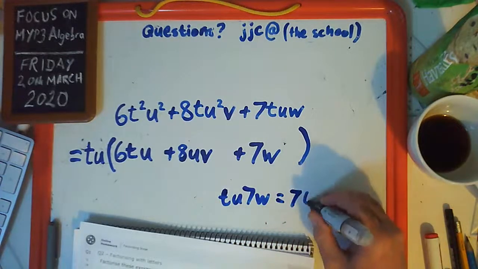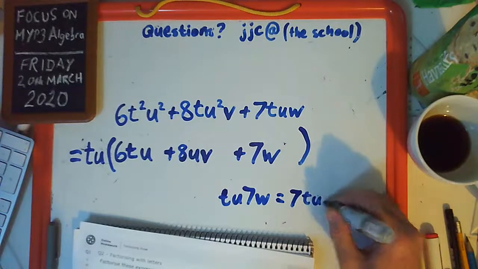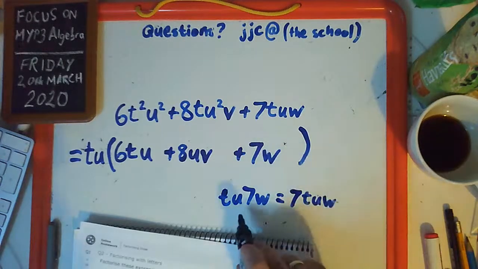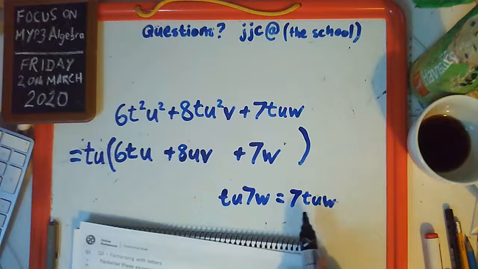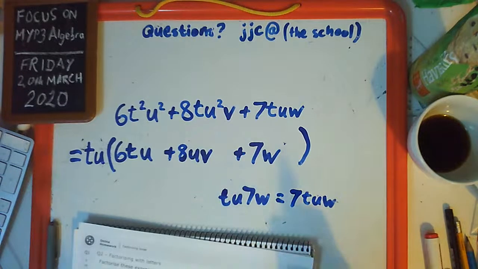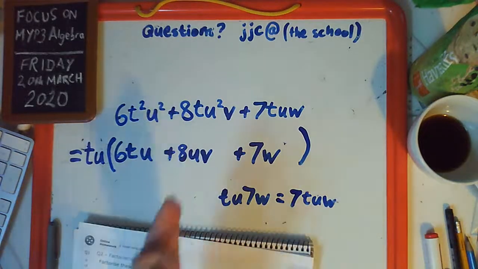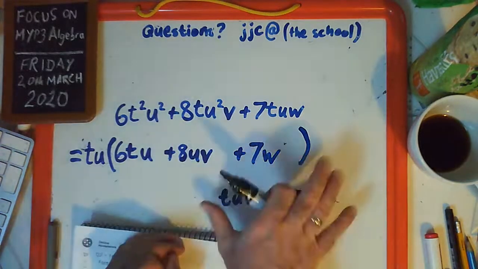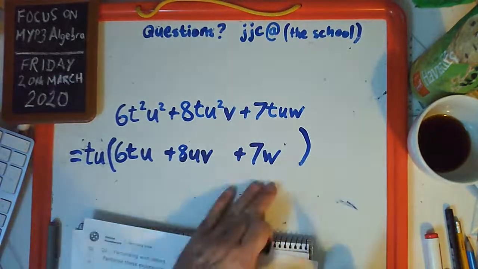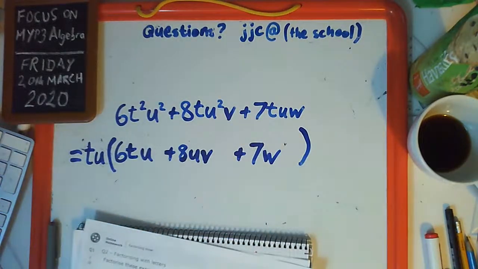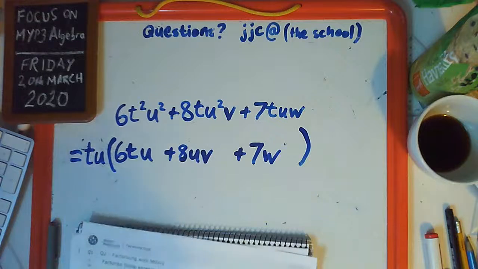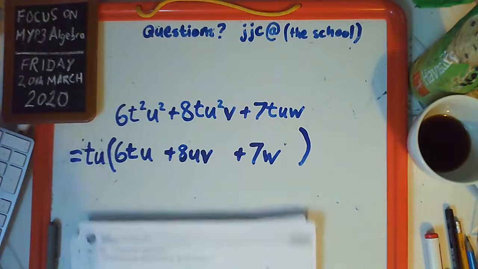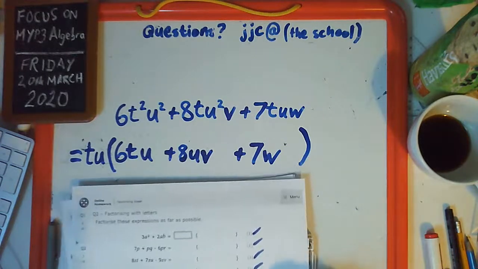Just remember again that, tu times 7w, you might think it looks like tu7w, but when you are multiplying, the order doesn't matter. So t times u times 7 times w is the same as t times 7 times u times w. The order doesn't matter, but you do try and stick to a convention of putting the number first and then the letters in alphabetical order if possible, so that everybody's writing everything the same way and it looks a whole lot neater. Okay, so that was that one.